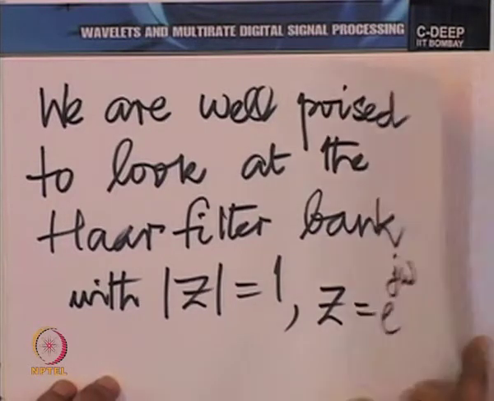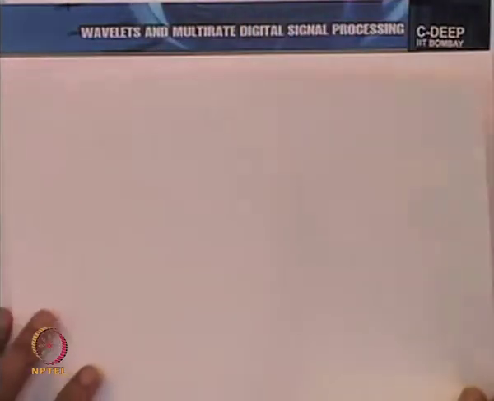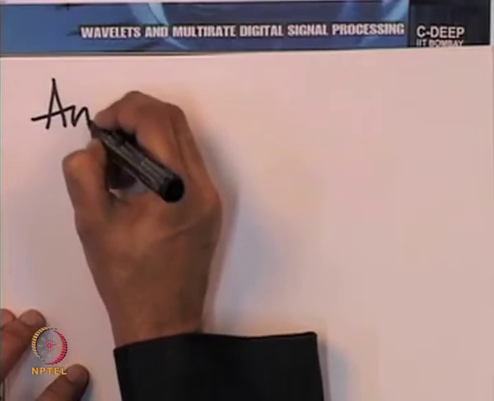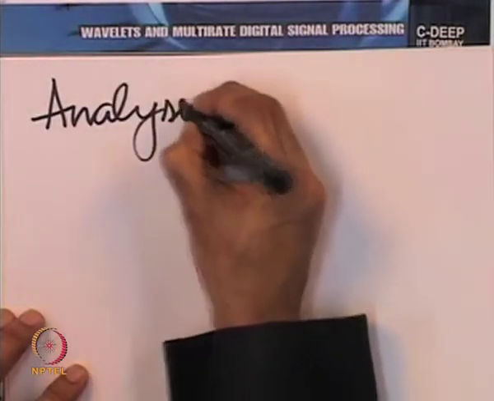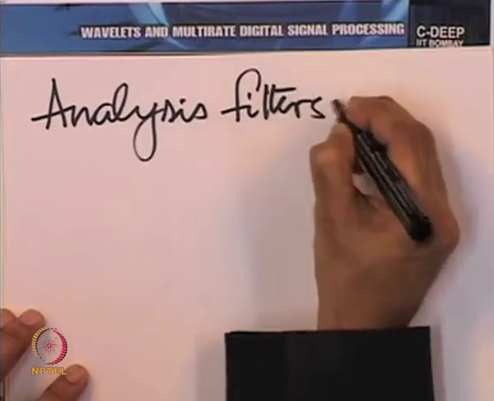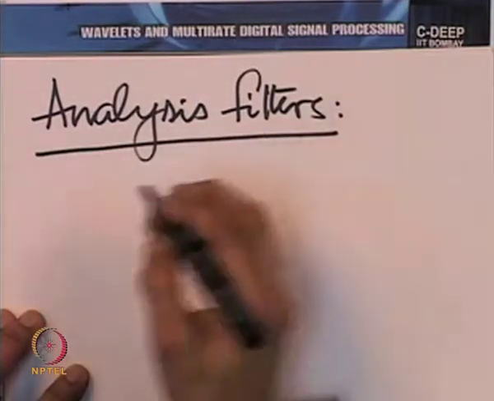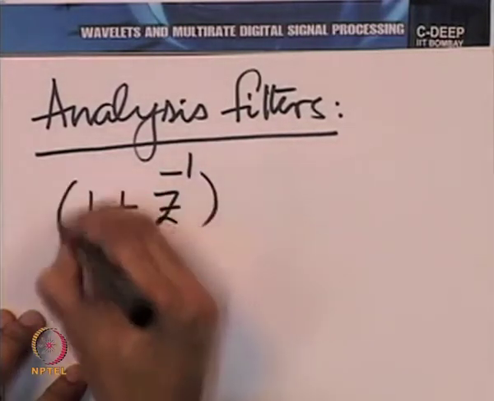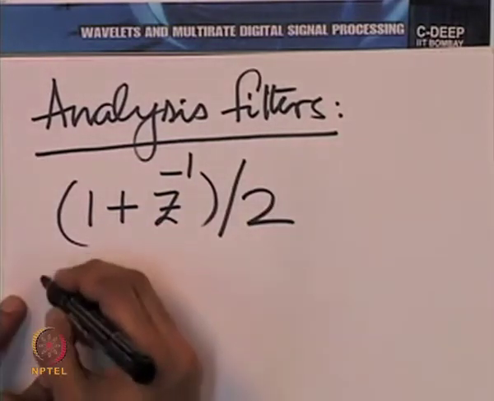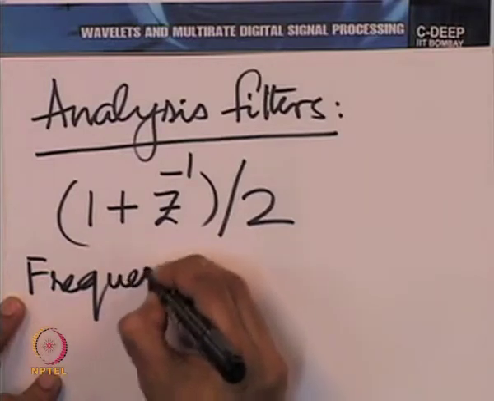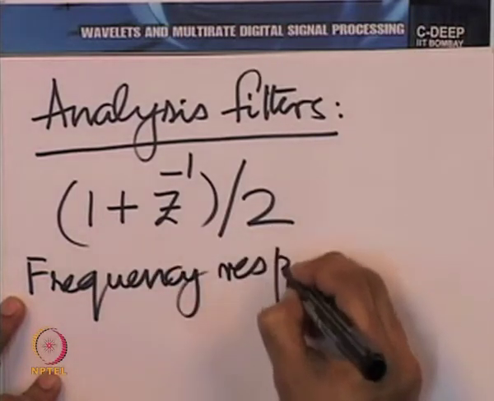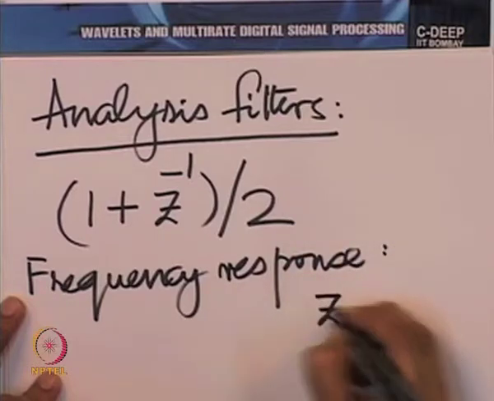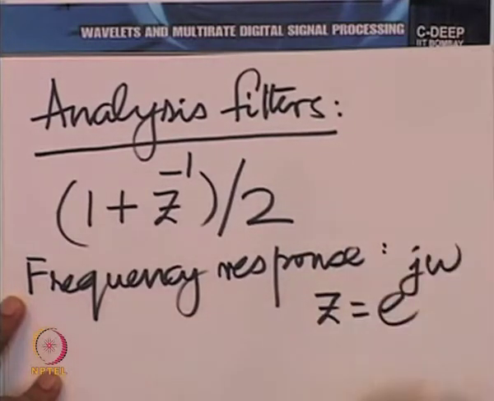Indeed, consider the analysis side, the analysis filters. Both of them have a frequency response, obviously. Let us take the filter (1 plus z inverse) by 2 and let us look at its frequency response. Of course, we would obtain the frequency response by substituting z equal to e raised to the power j omega. And that would give us (1 plus e raised to the power minus j omega) by 2, if you like.